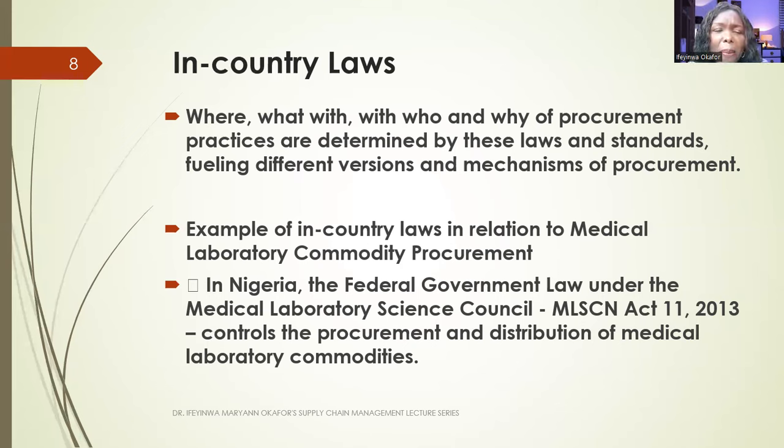An example of in-country laws in relation to medical laboratory commodity procurement, in Nigeria, is the federal government law under the Medical Laboratory Science Council, the MLSCN Act 11, 2013, which controls the procurement and distribution of medical laboratory commodities.